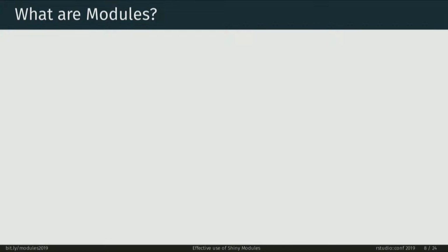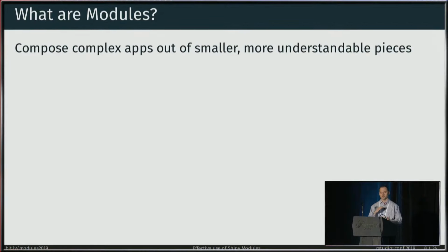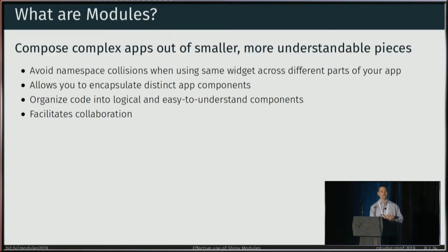There are quite a few ways of defining this, but the simplest way is that it's a way for us to compose complex applications out of smaller and more understandable pieces. Along the ride come quite a few benefits. We are able to avoid namespace collisions when we duplicate these similar user interface widgets. It allows us to encapsulate or compartmentalize these distinct components of our application, which in turn helps us organize the code base much better into easier to understand pieces, and that also leads to facilitating effective team development. And if you didn't check out Colin Fay's poster on advanced Shiny development, he also emphasized that same principle.